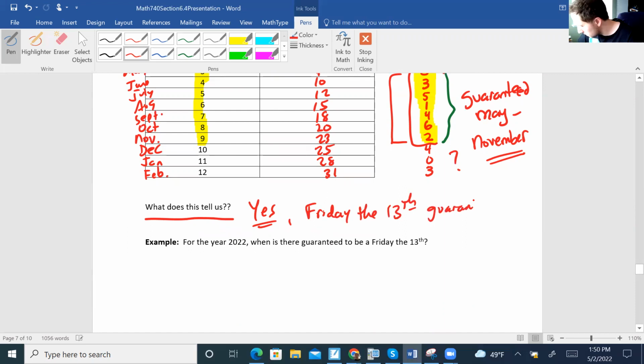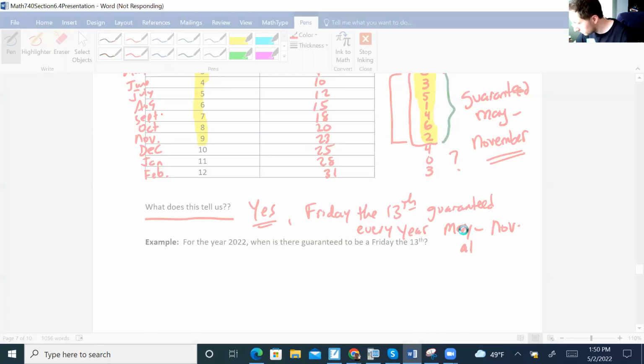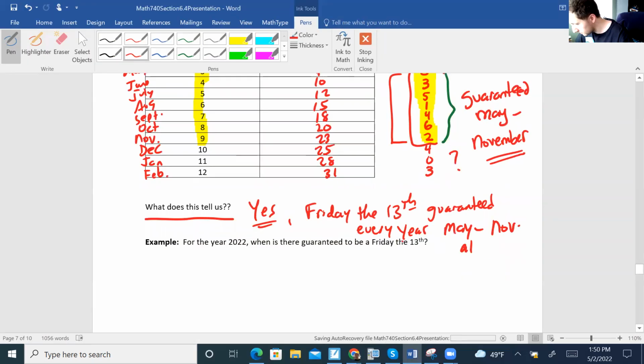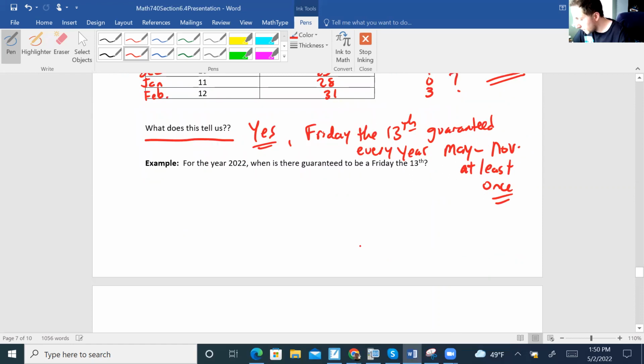Guaranteed every year, no matter the century, no matter the day number or the year number, every year, May through November. Oh, Microsoft Word is having an issue. Hang on a second. At least once. Okay. So let's just answer the question then.